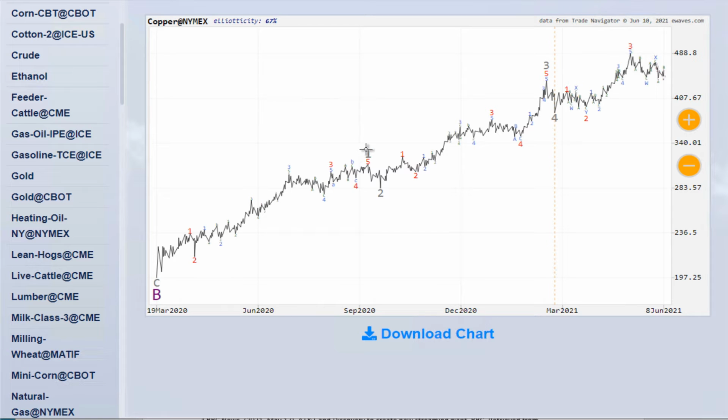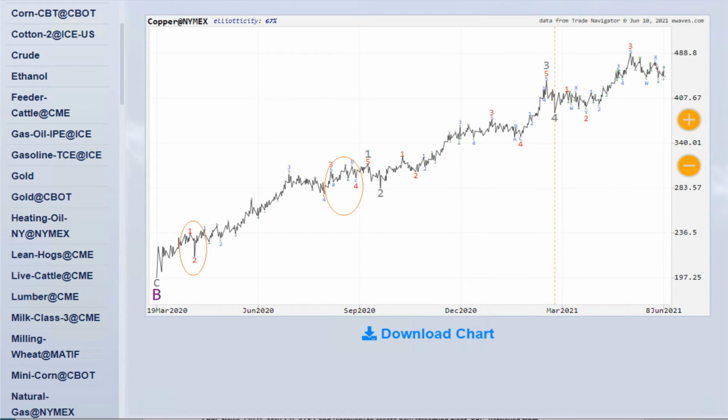Notice within wave 1, wave 2, let's see, did I grab the right tool? Nope, not yet. Let's try that again. Wave 2 is a sharp correction. Wave 4 is a sideways correction, thus exhibiting alternation. Wave 3 is extended. Wave 1, wave 2, wave 3, wave 4.